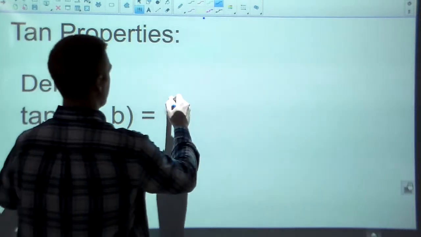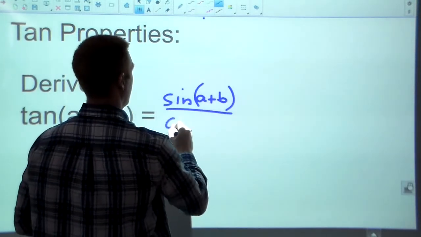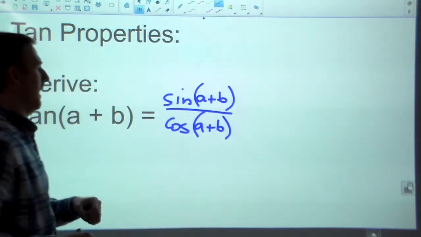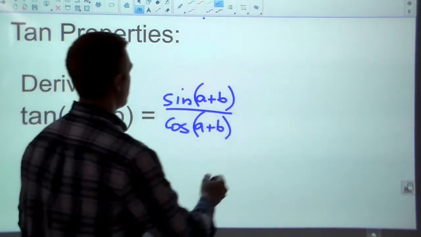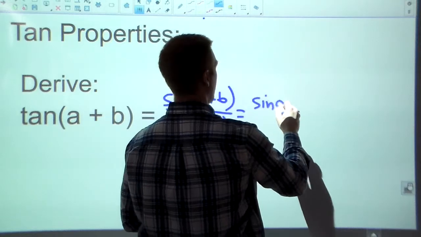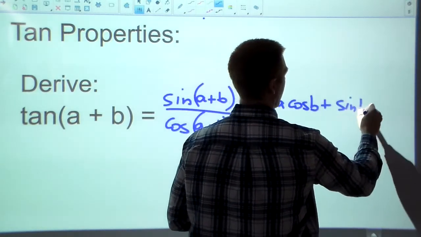Tangent is sine over cosine. So we can go to sine A plus B over cosine A plus B, which seems like a good step since we have identities for both of those at this point. Let's go ahead and expand those out. This will be a good time to practice your identities. So sine A plus B is sine A cosine B plus sine B cosine A.